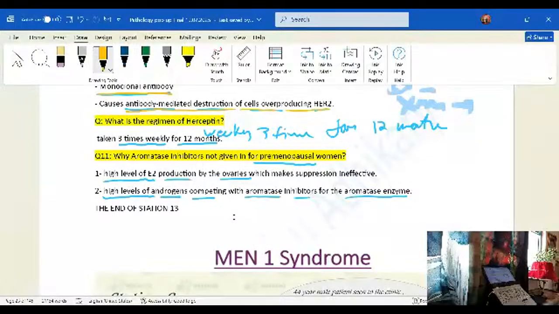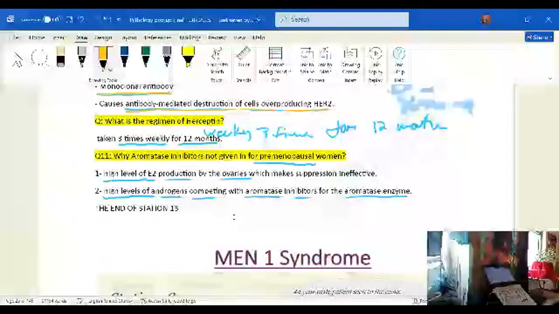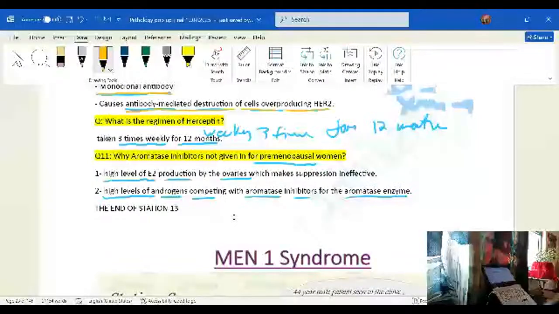Because of the high level of estrogen produced, and the high level of androgen competing with the aromatase inhibitor for the aromatase enzyme. Okay.